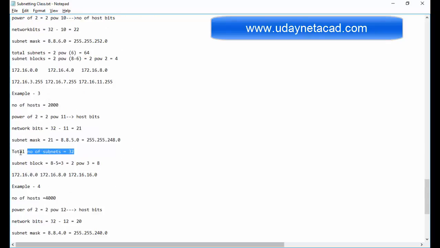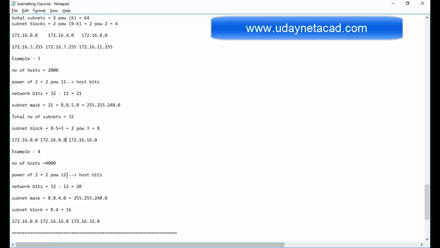So the total number of subnets is 32, because it's 2 to the power of 5, which is 32. The subnet block is 8 minus 5, that's 3, so 2 to the power of 3, which is 8. So the subnets are 172.16.0.0, 172.16.8.0, and 172.16.16.0.